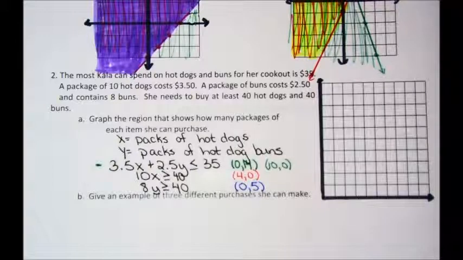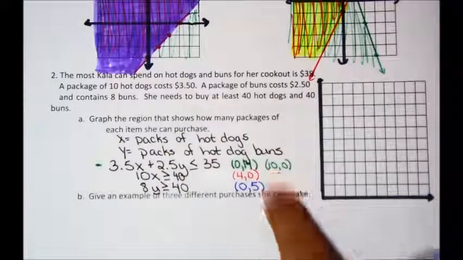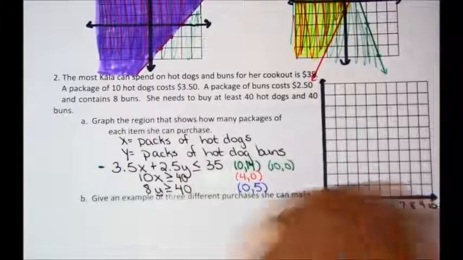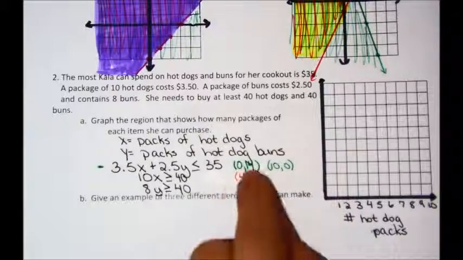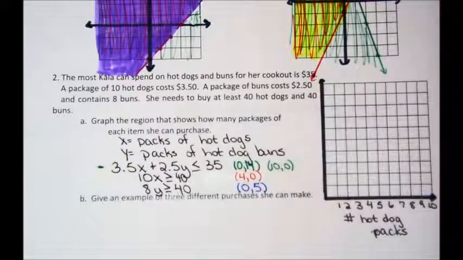The highest x value that I need is 10, so I need to make my x scale at least go to 10. I can count by ones. The highest y value I need is 14. This only goes to 10, so I'm going to need to count by twos.